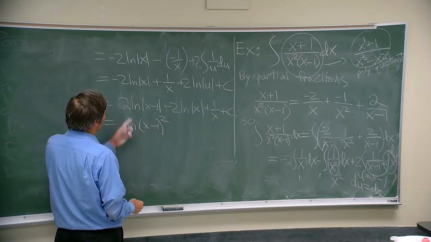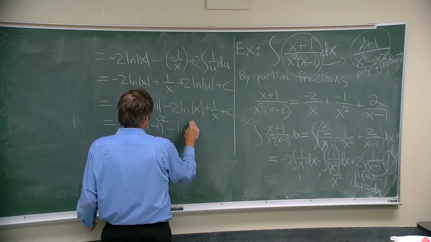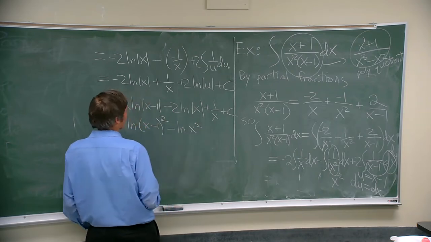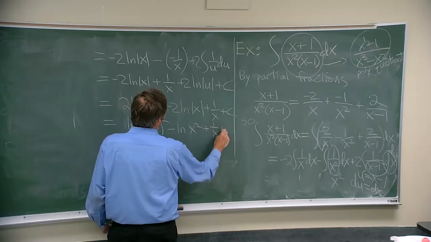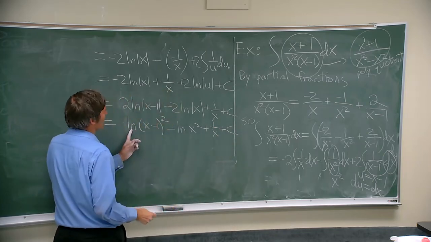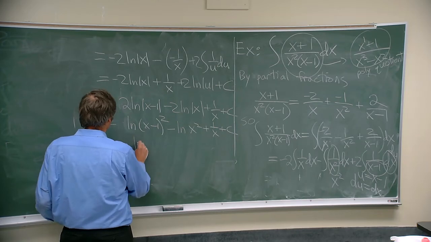And then we'll say we can put the 2's up in the exponent. This becomes natural log of x minus 1 squared, and we drop the absolute value because it's squared anyway. We won't have a negative number here. And then the 2 up here gives us ln of x squared, and I drop the absolute value because it's an even power.